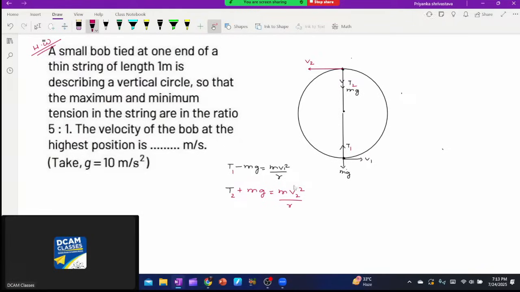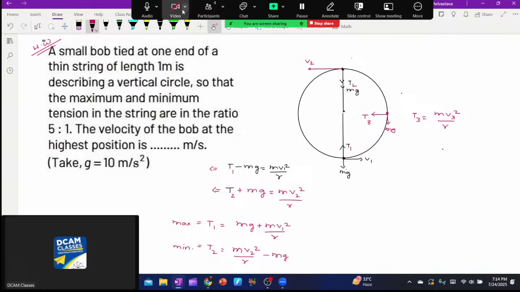See, the answer is actually in the results. If you compare these two equations, T1 will be equal to mg plus mv1 square by r. Here T2 will be mv2 square by r minus mg. So the maximum will be this only. So T1 will be maximum and T2 will be minimum, just by looking at it.